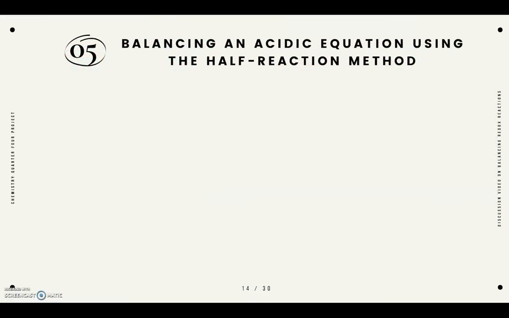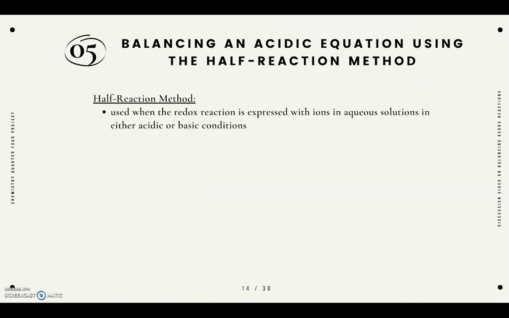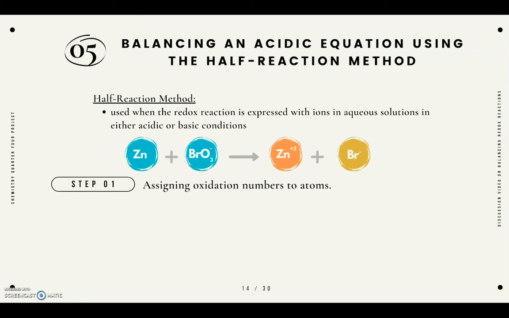Moving on to the second method, the half reaction method. This method is particularly used when the redox reaction is expressed with ions in aqueous solutions in either acidic or basic conditions. Let us start to balance an equation in acidic conditions. We will be balancing the reaction of zinc with bromate as given. Step 1. Assign the oxidation numbers of each of the atoms in the reaction.